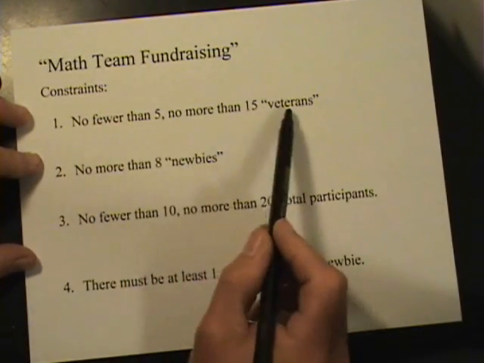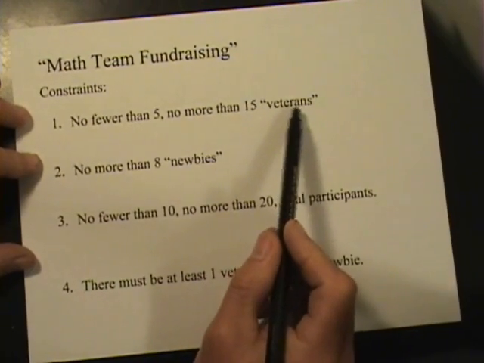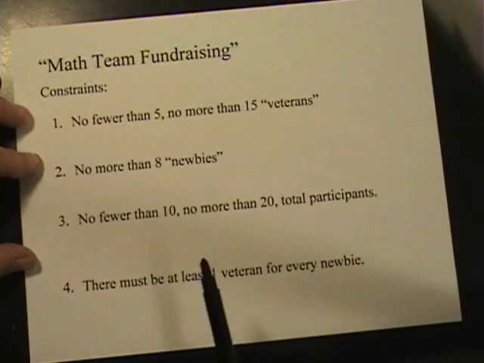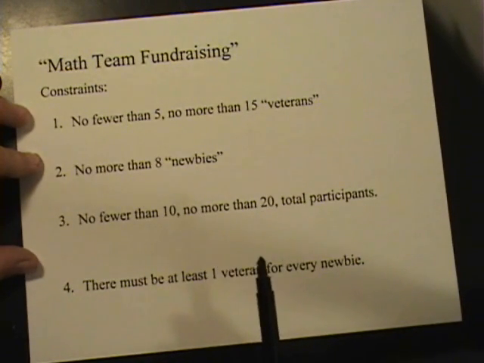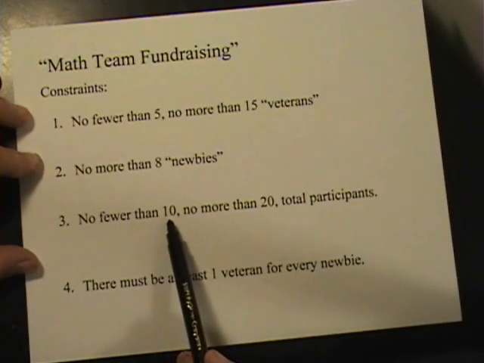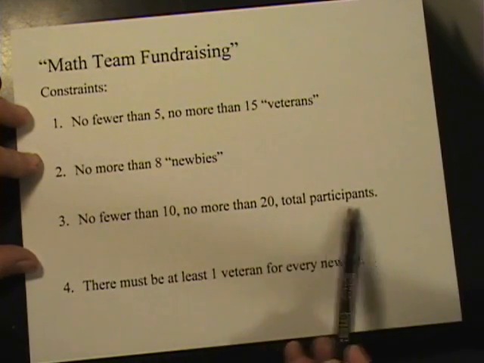And we're going to say that the constraints are that you have to have no fewer than 5 veterans, and you can't have more than 15 veterans. All right? And that you can have no more than 8 newbies. It's just too difficult to train those fresh people in. But you can have no fewer than 10 and no more than 20 total participants.